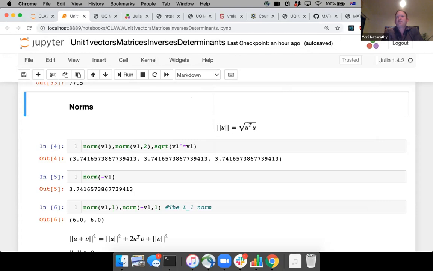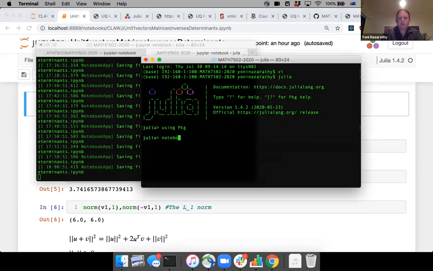How to access Jupyter by Julia? What you can do is, if you do using IJulia, I have iJulia installed, and then notebook, that would launch it. I don't want to launch it because I already have a Jupyter notebook. Again, it depends on your installation.